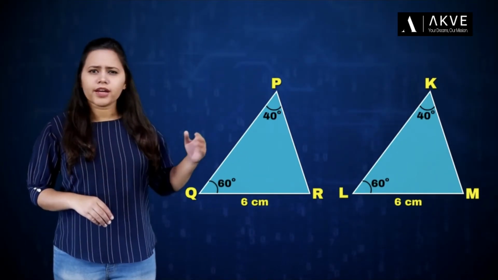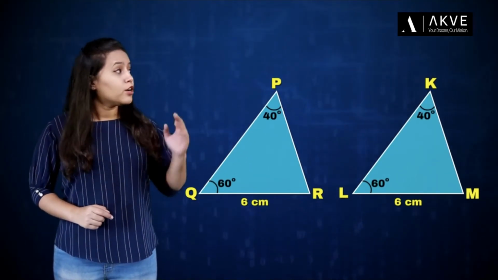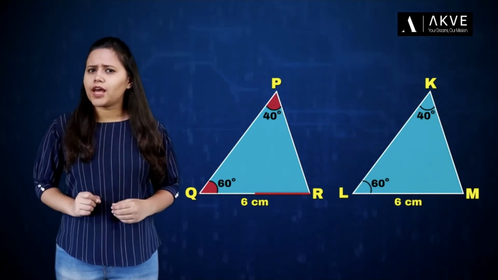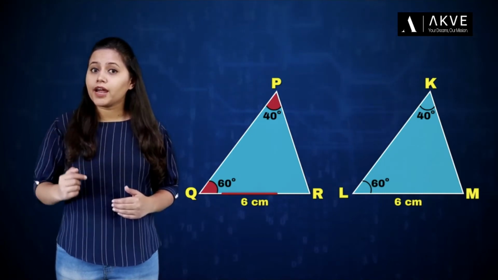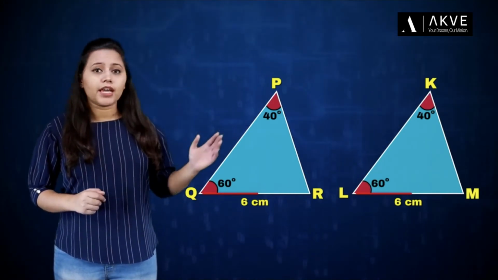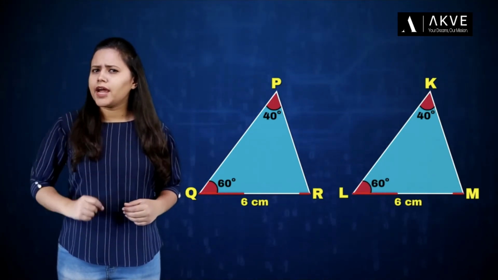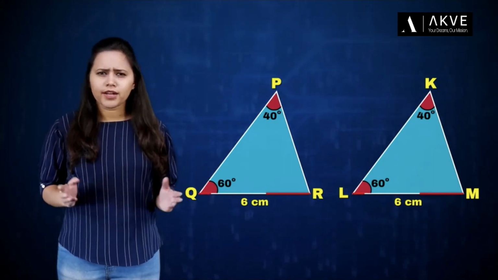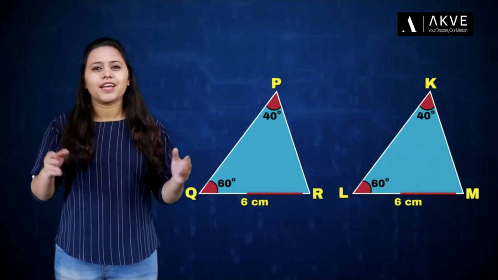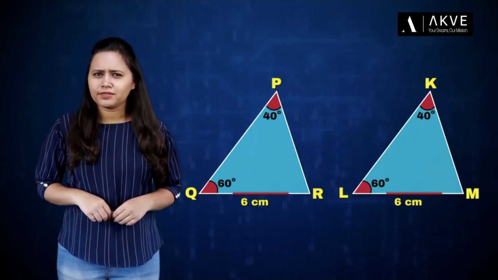Look at the two triangles carefully. Here, two angles and one side of triangle PQR are equal to the corresponding angles and side of triangle KLM. But the side is not included between the angles. So, are the triangles still congruent? Yes, they are. Can you reason out why?